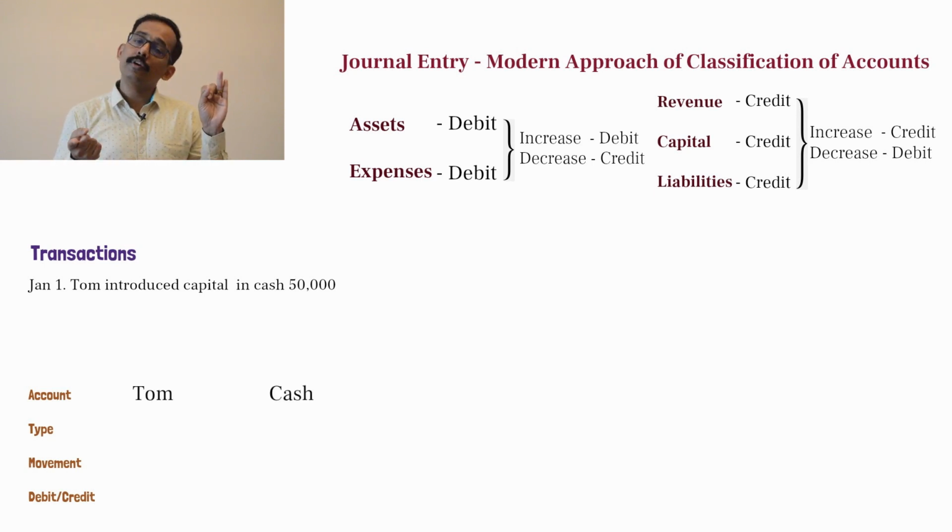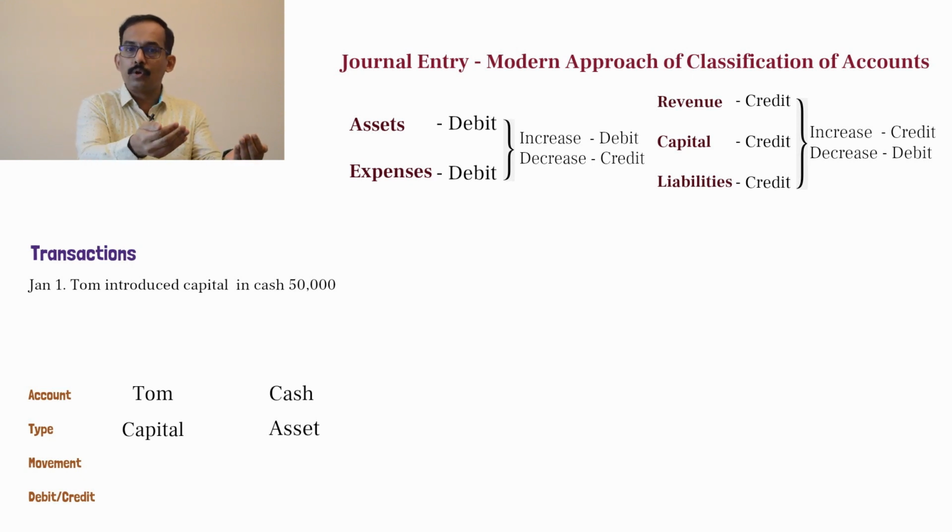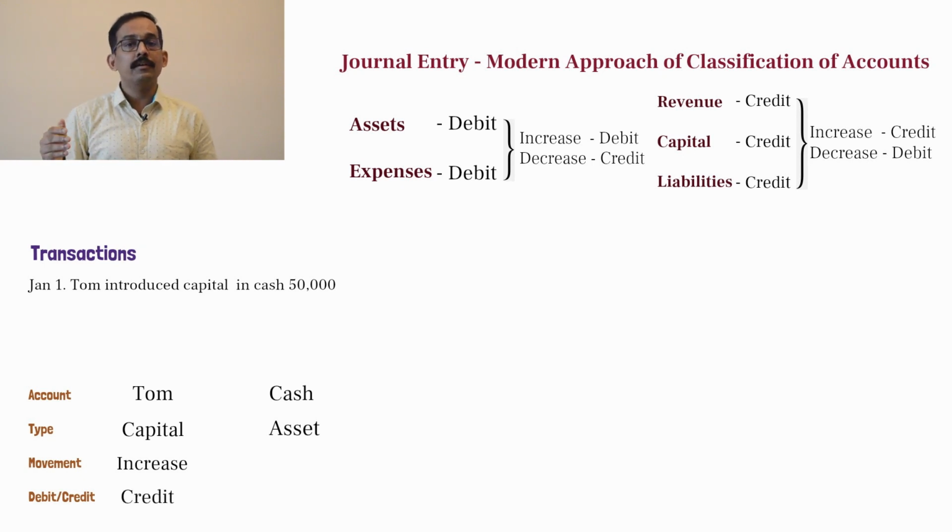Second step, identify the type of account. Now Tom is the owner of the business and his contribution is capital, and cash is an asset of the company. Now the third step, you understand what is the movement in each type of account. Here capital is increasing because capital is being introduced into the business. Since capital has a credit nature, every increase has to be credited, so the capital account has to be credited here. Cash is an asset which has a debit nature, so every increase of cash is to be debited here.